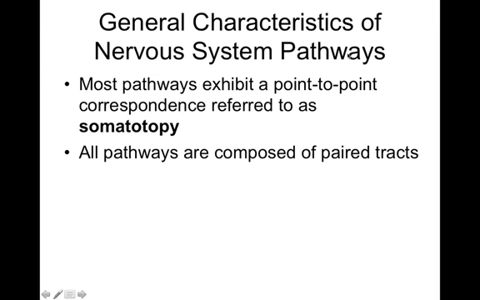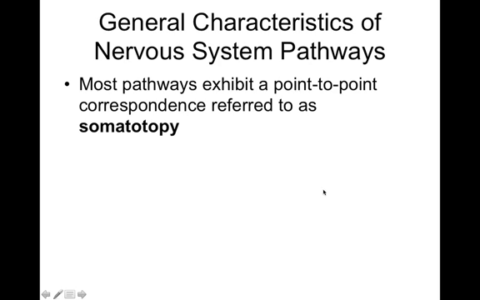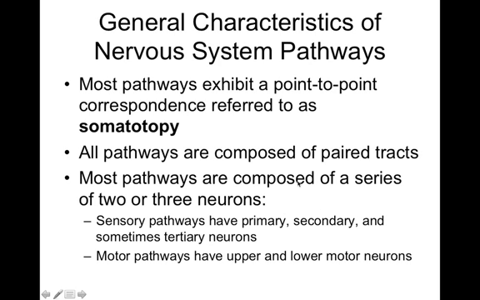Now, all pathways have tracts, and these tracts are basically big bundles of axons. And most pathways are composed of a series of 2 or 3 neurons. So most pathways won't just be one neuron and one axon. It will typically be multiple neurons in this chain of events. So you might have a primary sensory neuron, a secondary sensory neuron, and a tertiary sensory neuron, where neurons synapse on another neuron, which synapses on another neuron as it goes down the line or down the chain of events.